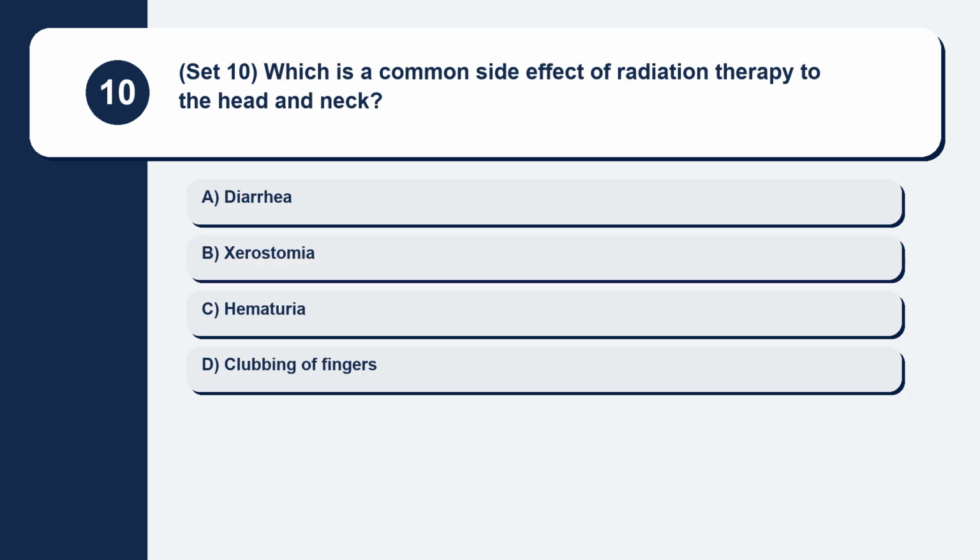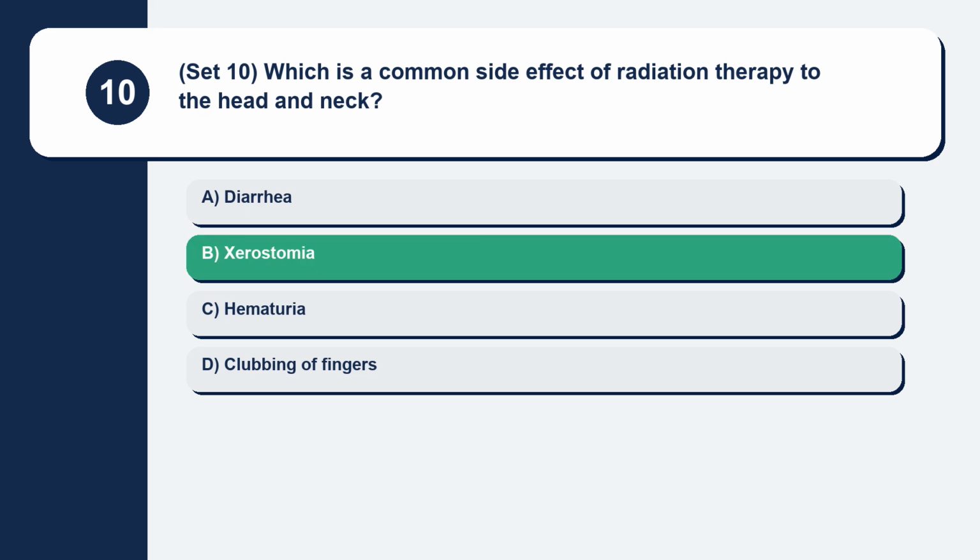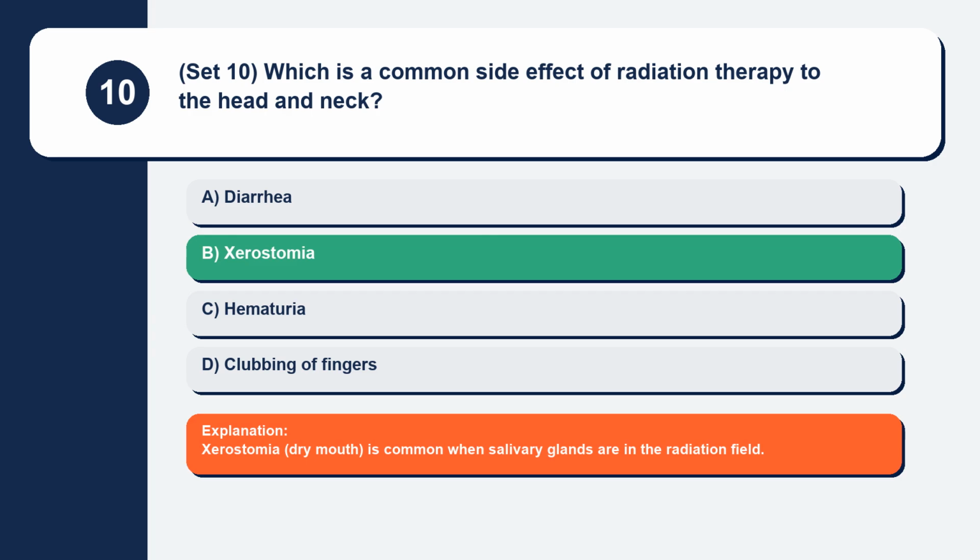Question 10. Set 10. Which is a common side effect of radiation therapy to the head and neck? Diarrhea, xerostomia, hematuria, clubbing of fingers. Xerostomia, dry mouth, is common when salivary glands are in the radiation field.